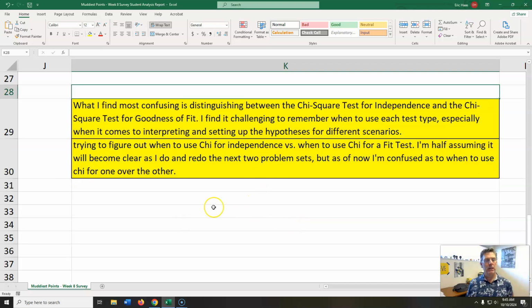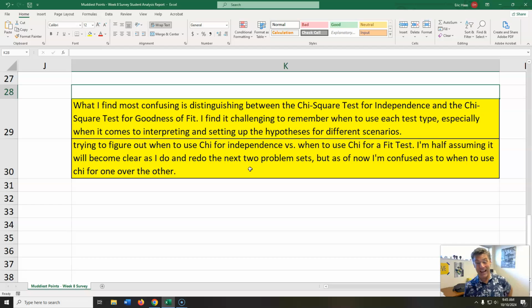Okay, and then last couple here. What I find most confusing is distinguishing between the chi-square test for independence and the chi-square test for goodness of fit. I find it challenging to remember when to use each type, especially when it comes to interpreting and setting up hypotheses for different scenarios. Another one is I struggle with trying to figure out when to use chi-square for independence versus chi-square for a fit test. I'm half assuming it will become clear as I do and redo the next two problem sets, but as of now I'm confused as to when to use one chi over the other.